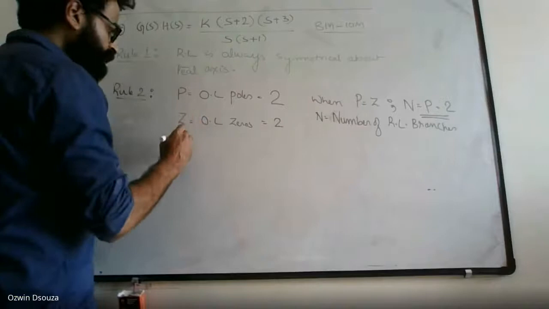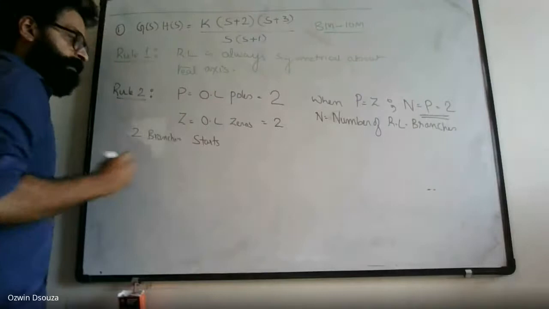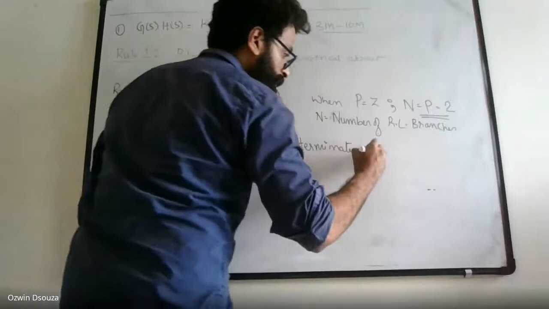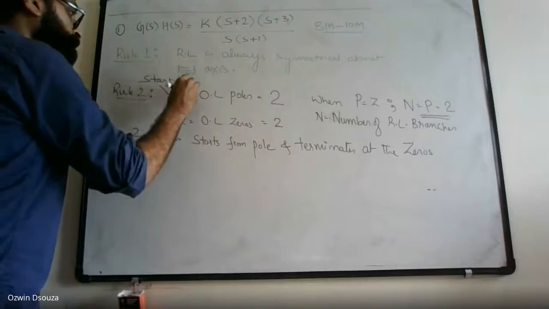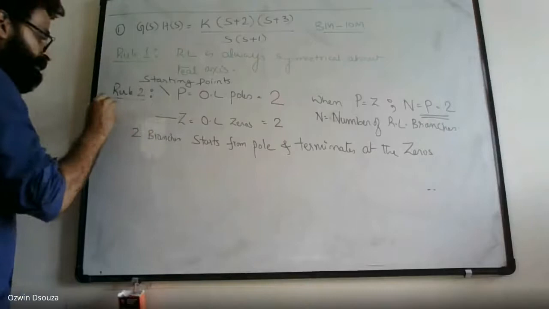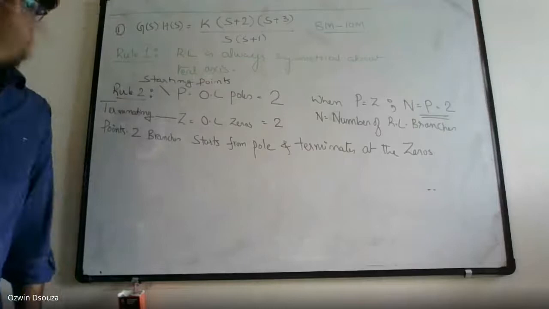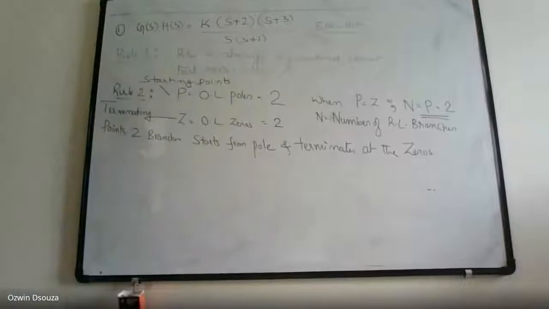Alright. And the two branches start from the poles and terminate at the zeros. That's because poles are called starting points, and zeros are called terminating points. So there are two starting points. So two branches will emerge out from the poles. And there are two sink points or terminating points. So all the two branches should terminate at the available zeros. All right. So that is about rule number two.